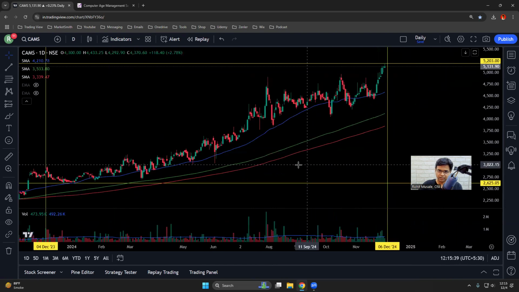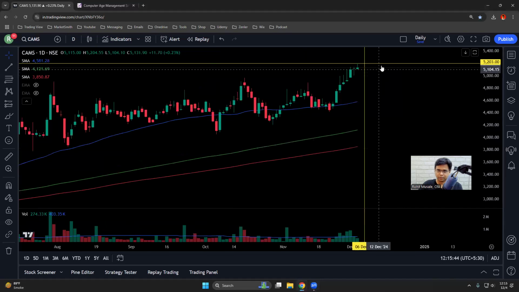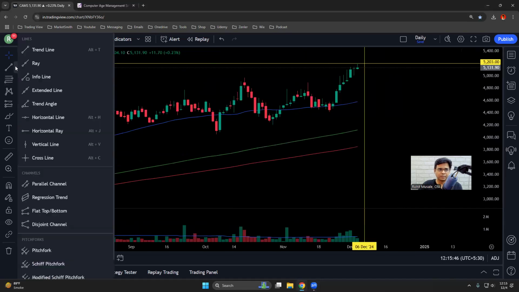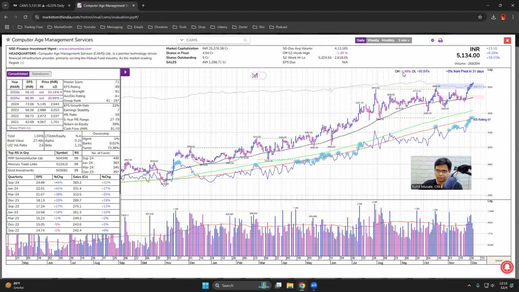So off the high means what? You have to go to this yellow line and measure the distance till the closing price. So from this yellow line till the closing price, how much is the distance? 1.37, 1.49 roughly. So basically, it's 1.49% below the 52-week high. Okay, it's written minus here.